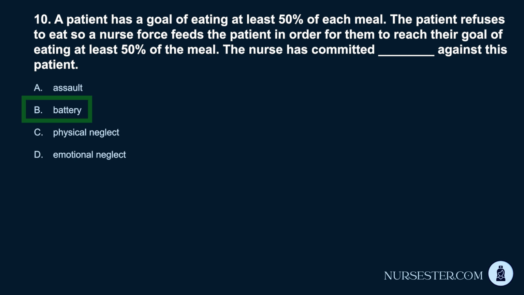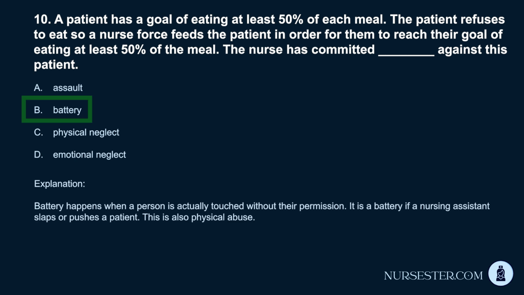Correct answer: B. Battery. Battery happens when a person is actually touched without their permission. It is a battery if a nursing assistant slaps or pushes a patient. This is also physical abuse.